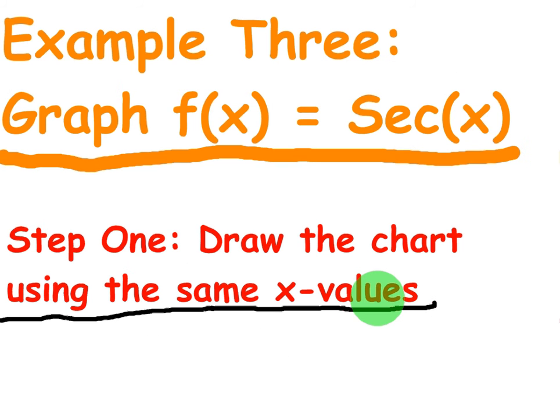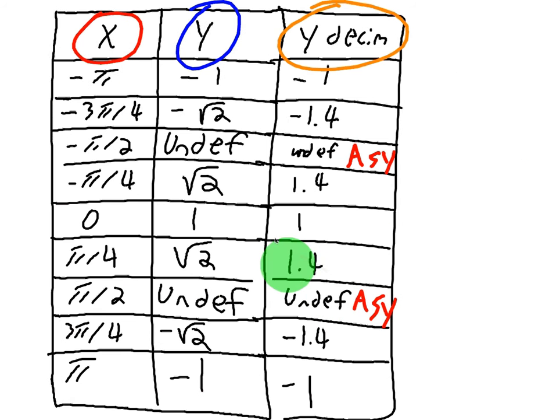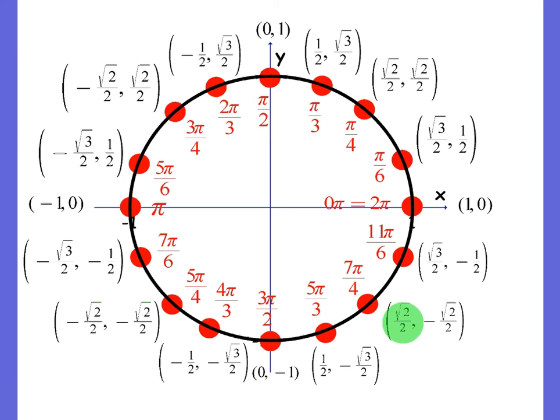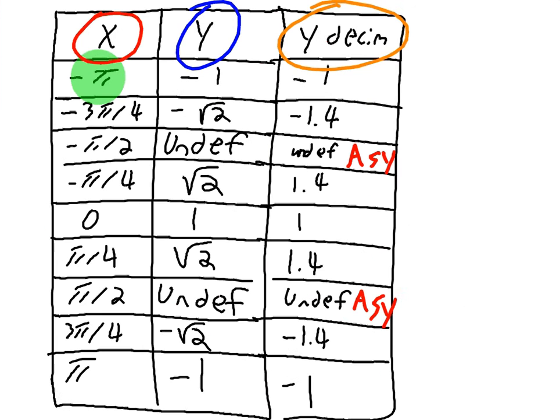So for every chart we're using the same x values. It's going to be the same for secant. So let's go ahead and look at the chart. Our x values are going to be those 9 values. Next up, we need to figure out the y values. So for example, how do we figure out secant of negative pi? Well, going to the unit circle, if you recall, secant is 1 over x. So 1 over negative 1 is negative 1. Therefore, secant of negative pi is negative 1.